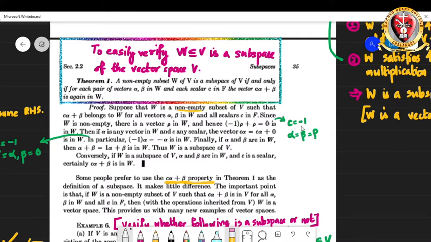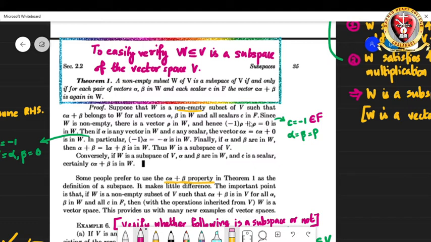So C is equal to minus 1 will belong to F. That's certain. And take alpha and beta both to be rho. We know that rho is in W, and we are taking alpha and beta equal to rho and C equal to minus 1. Substitute it in C alpha plus beta. That is minus 1 into rho plus rho. That is equal to 0.